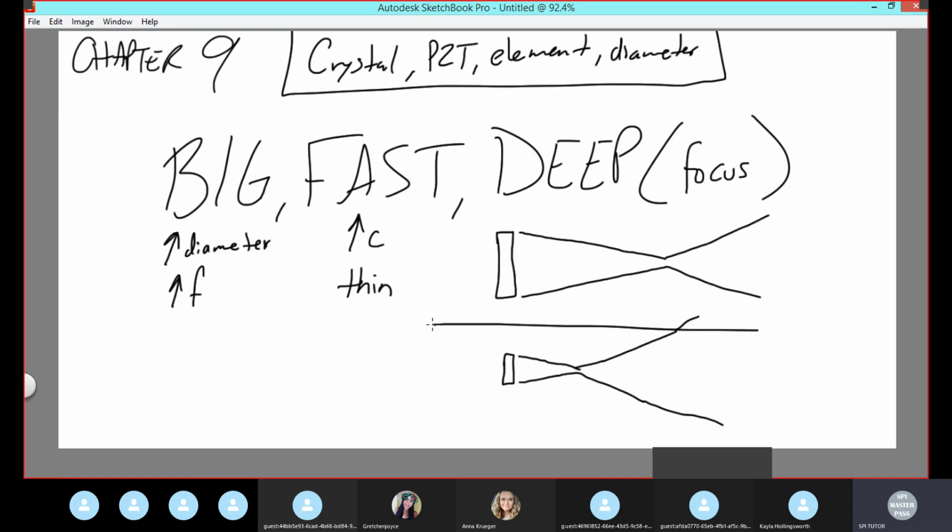And what is all of this? Imaging depth. And that's what I say, deep focus. Look how deep my focus is right here versus this guy. This guy is 3 centimeters away. This guy is 7 centimeters deep. Okay, so that's what I mean by a deep focus. It's simply where your focus is placed.